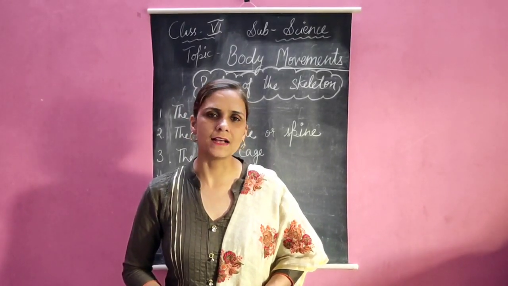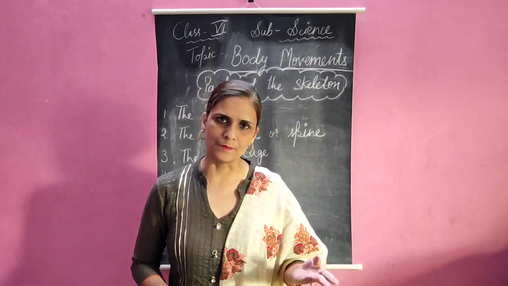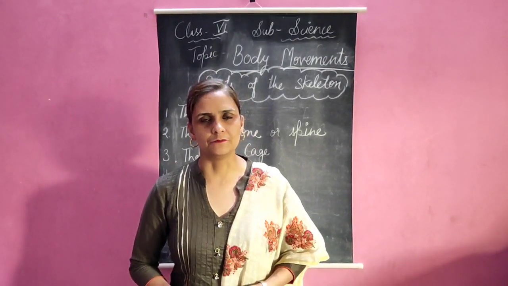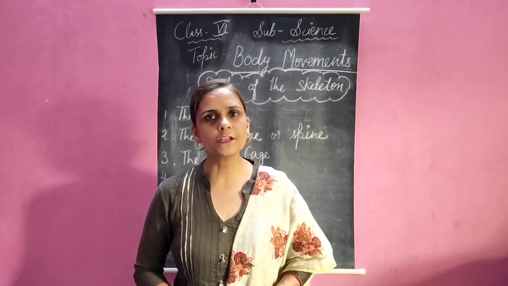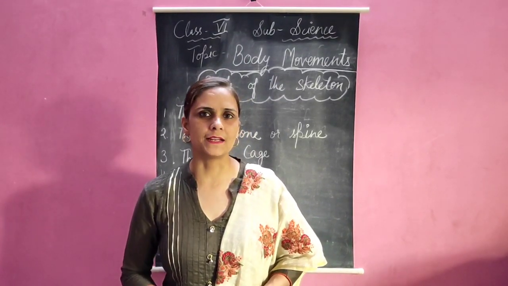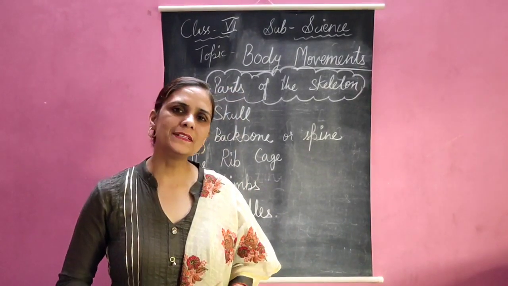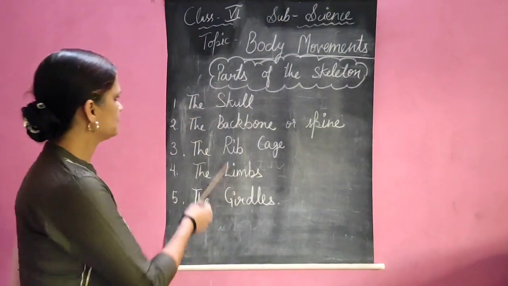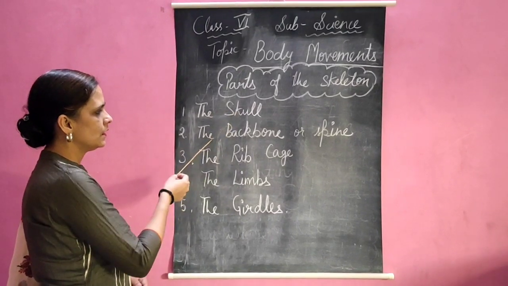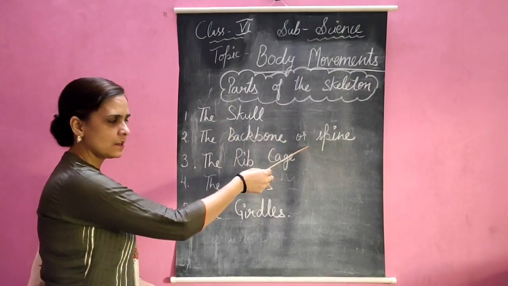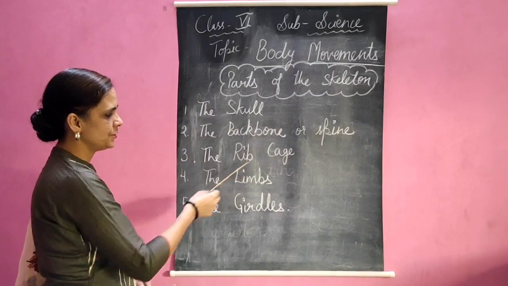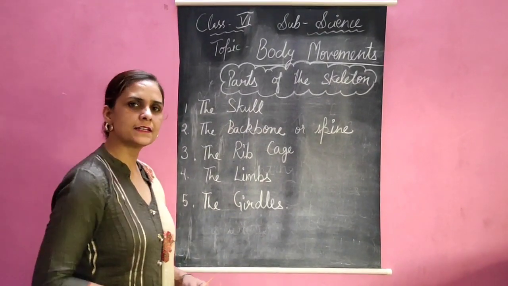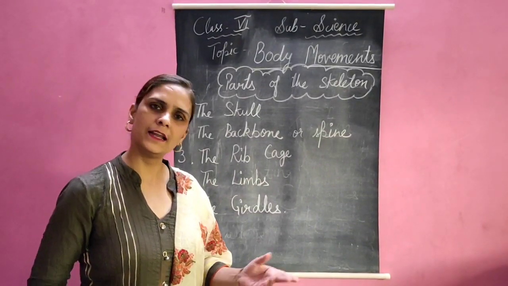Like in the previous class, we have studied about movement, locomotion and the functions of the skeleton. In today's class, we are going to discuss the parts of the skeleton. The human skeleton consists of 5 main parts. These are the skull, the backbone or spine, the rib cage, the limbs, and the girdles. Now we will discuss each part of the skeleton in detail.